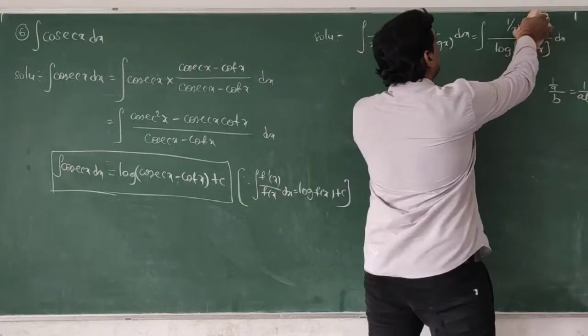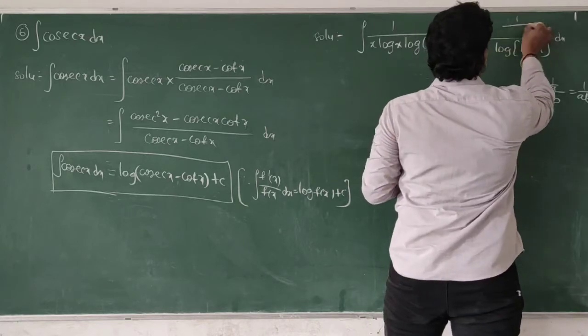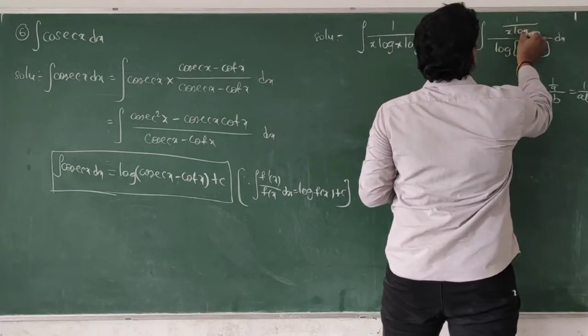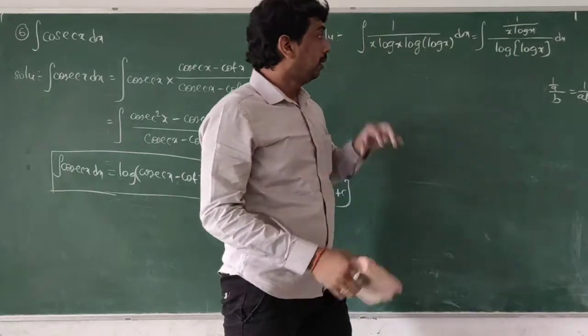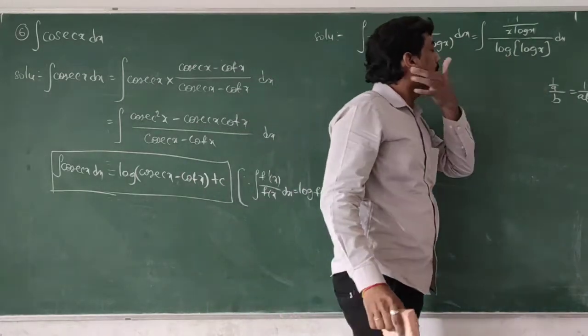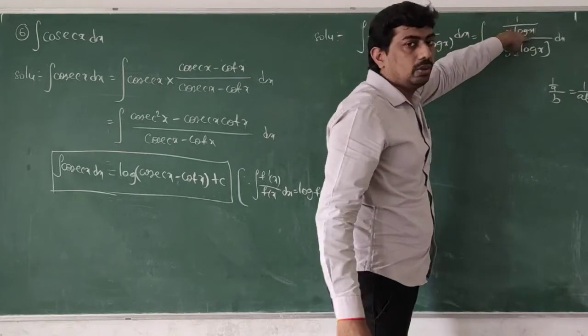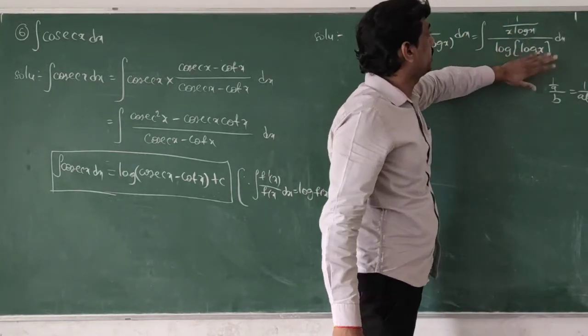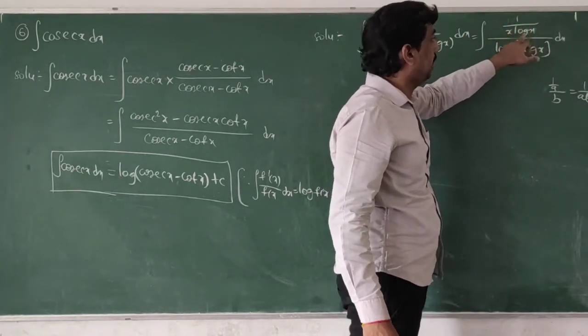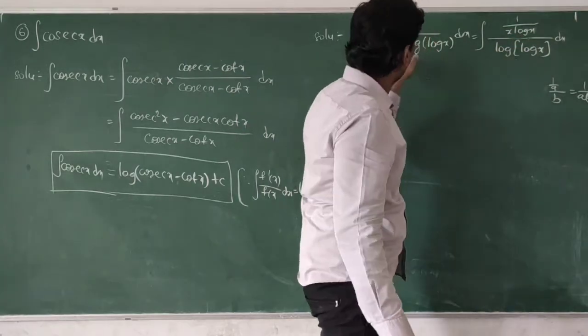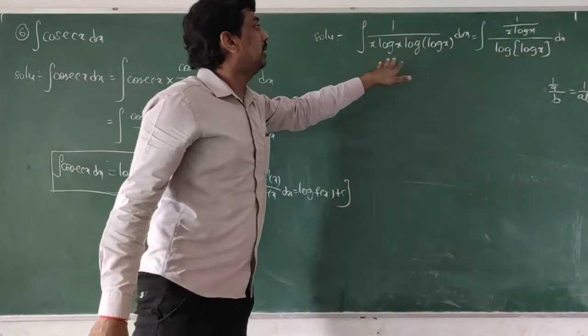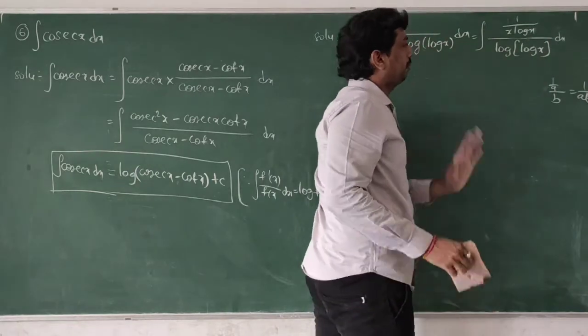In the same way, 1 by x into log x, write it like this: 1 by x into log x. Now 1 by a by b is 1 by a into b. In the same way, 1 by x into log x whole by log of log x can be written as 1 by x into log x into log of log x. That's why this can be written in this form.